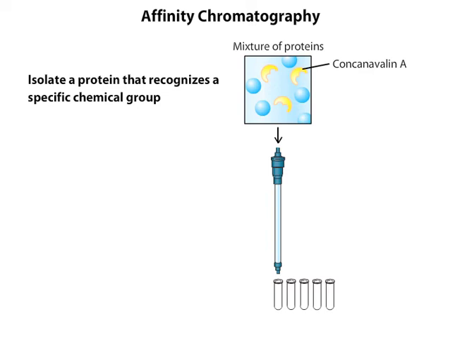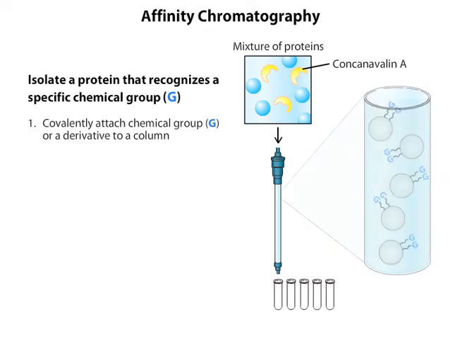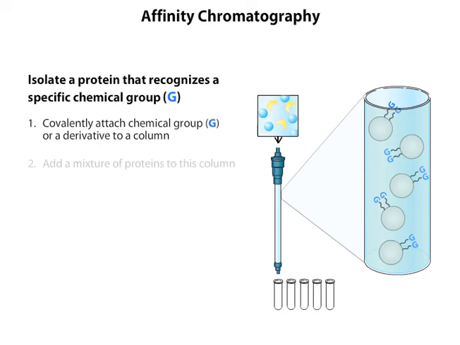Concanavalin A has affinity for glucose, indicated G. The column to isolate concanavalin A therefore contains beads covered with glucose residues. When a crude extract is passed through a column of beads containing covalently attached glucose, concanavalin A binds to the beads, whereas most other proteins do not.